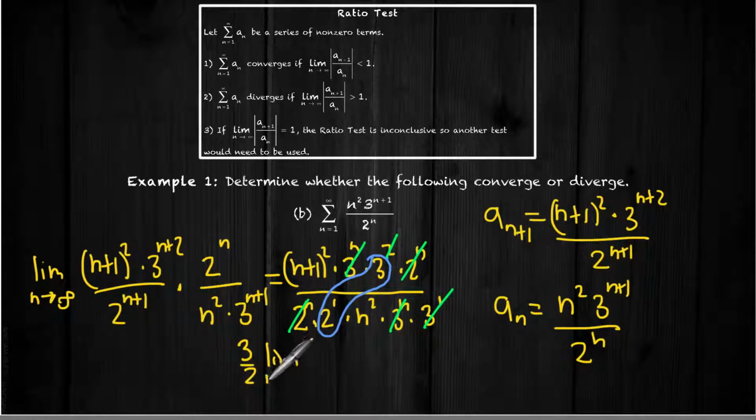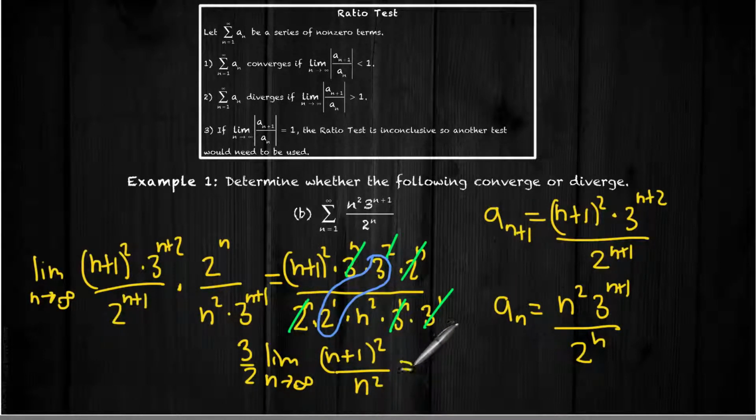And that's what you want to do for these problems. You want to pull all the constants out so that all you have left is a function, I guess you could say, that has the letter n in it. So n plus 1 squared over n squared. And we take the limit as n approaches infinity.